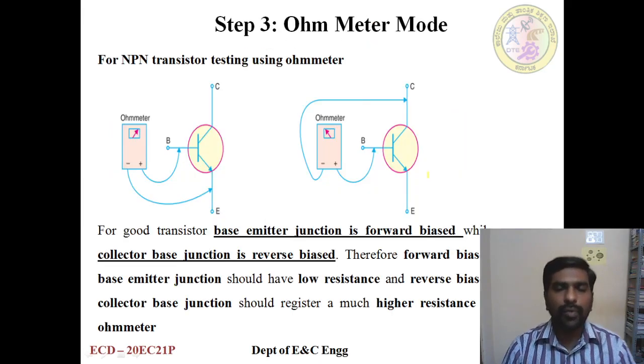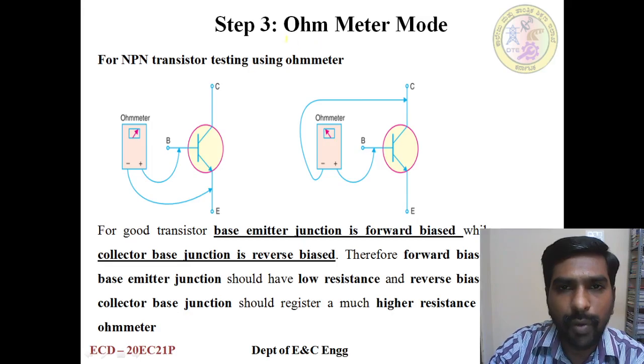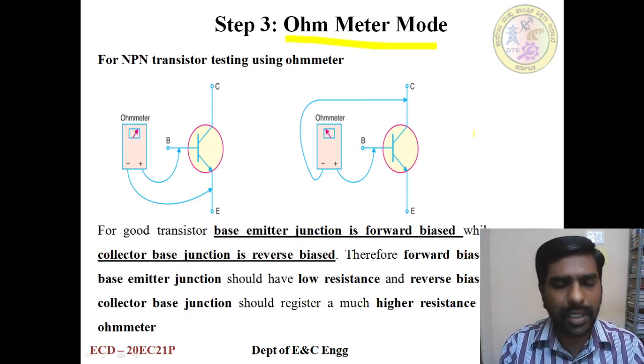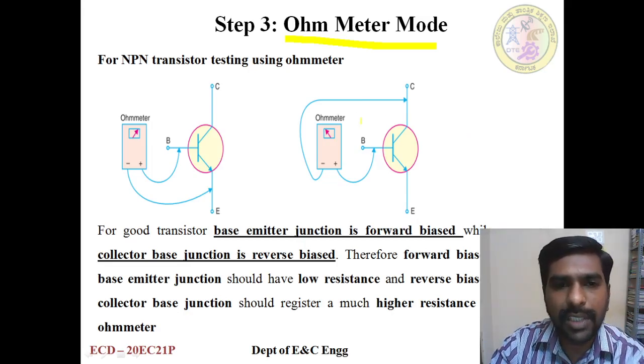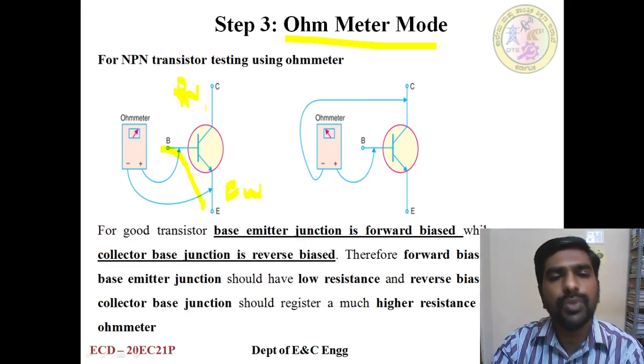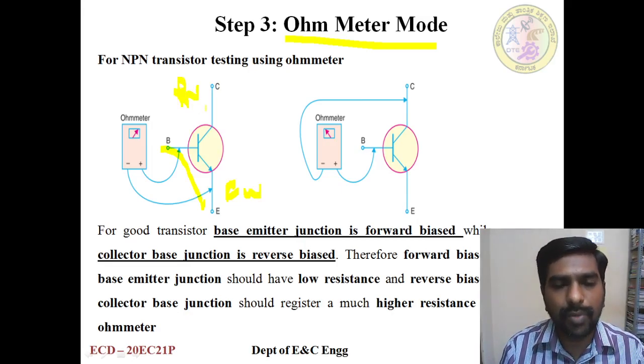And there is another mode. We can use the ohmmeter mode. Diode testing can be done with the multimeter diode test mode as well as the ohmmeter mode. Same thing, we can use it here in a transistor also. The good transistor should have the base to emitter junction as forward bias and the collector base junction as reverse bias. This is the way we configure while building the circuit for an amplifier or a switch.